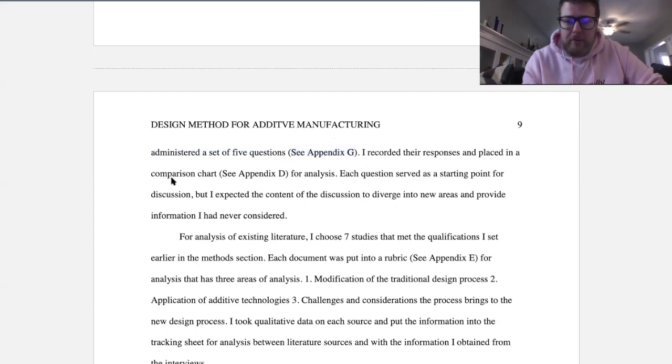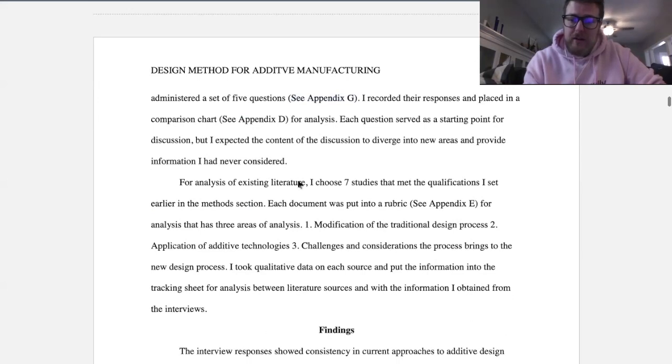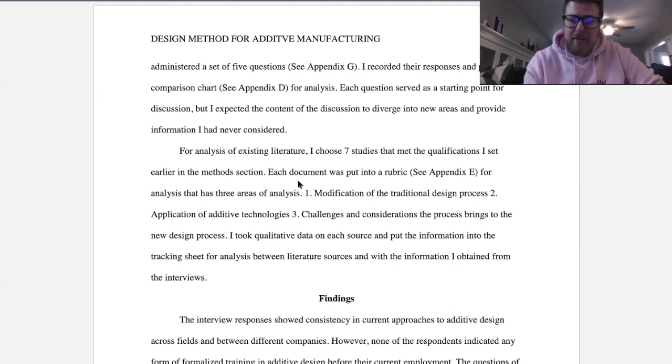So I recorded their responses and placed them in a comparison chart. And again, this is probably their spreadsheet, right? You could provide, again, a screenshot of that maybe at the end as well. Each question, if you feel it would be relevant. Each question served as a starting point for discussion, but I expected the content of the discussion to diverge into new areas and provide information that I had never considered.